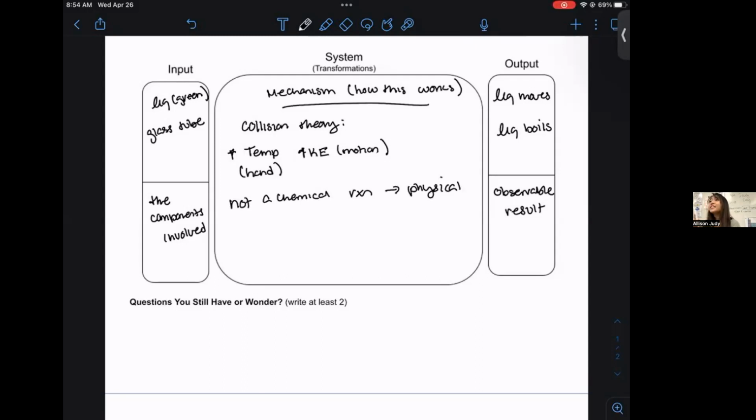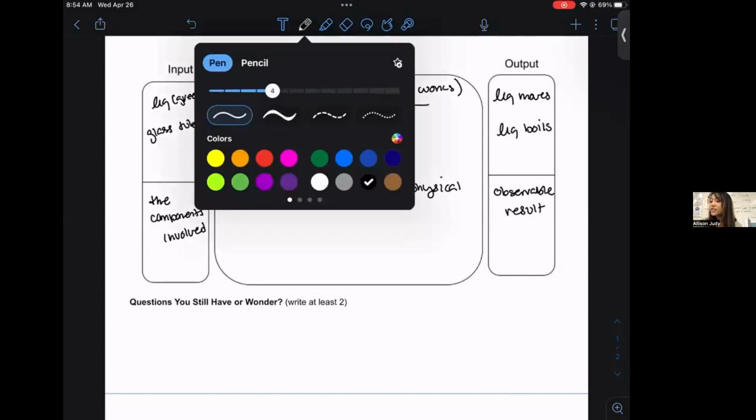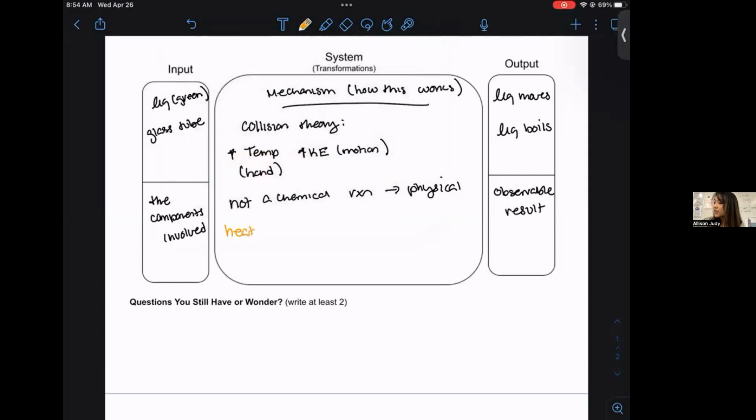So collision theory gets us going on this, but it's not really the best explanation for why this process is occurring. It gets us there, but what we really want to latch on to is the word that you guys keep on saying, which is heat. It has something to do with the heat transfer from my hand to the liquid particles, which we know from collision theory impacts motion.